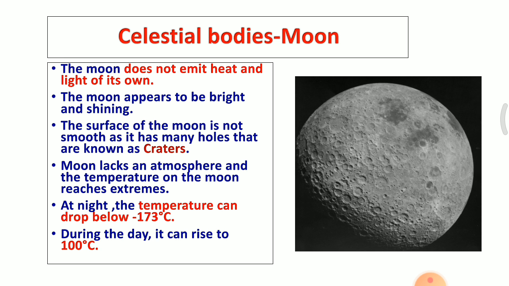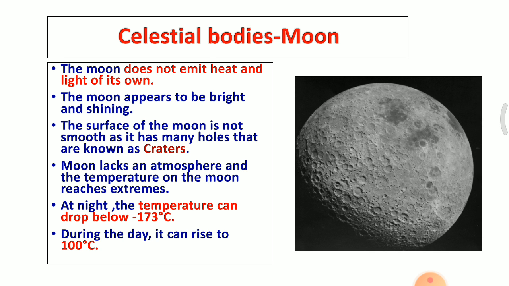So, look at this image. This is the Moon. It does not emit heat and light. The Moon appears to be bright and shining. The surface of the Moon is not smooth. When you look at that image, you can see some holes present on the Moon. These holes are called craters.